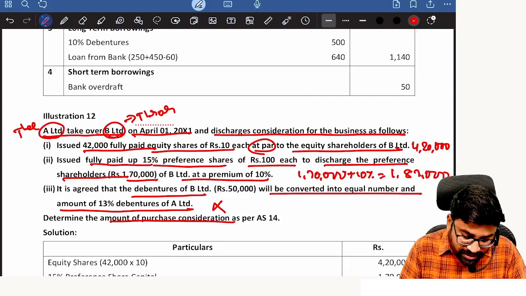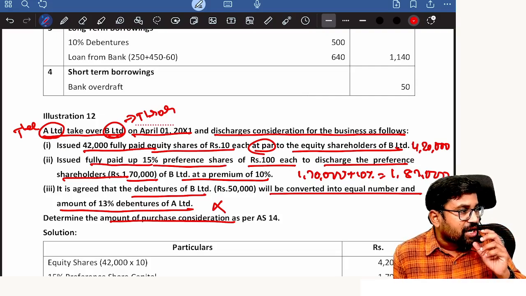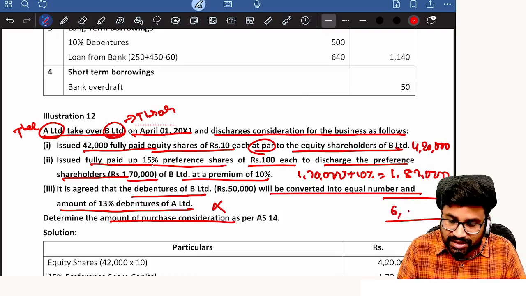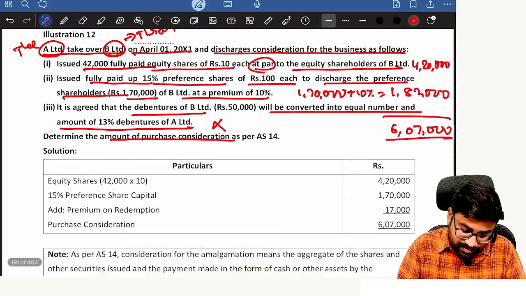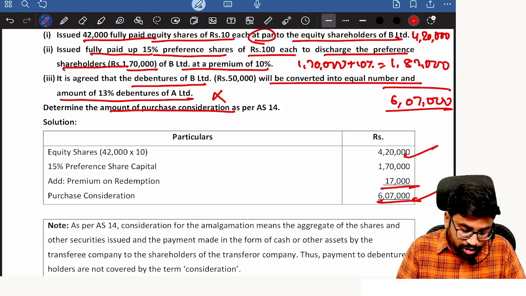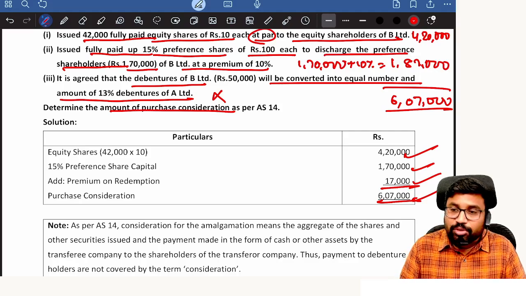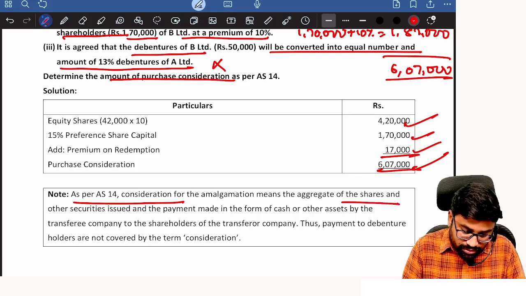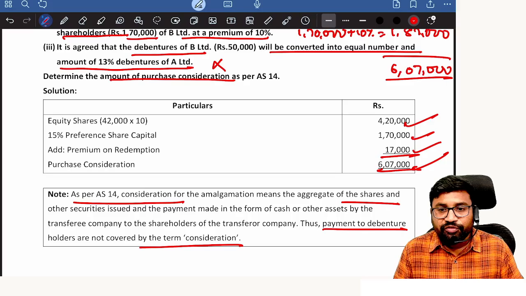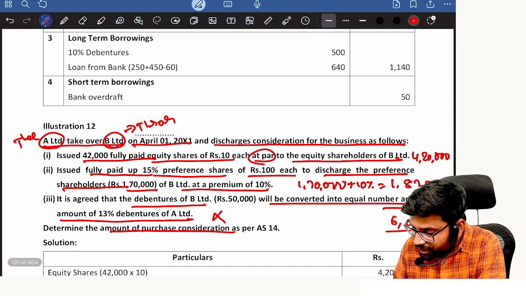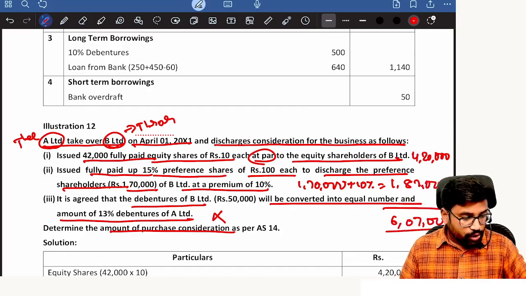So this point is talking about payment to debenture holders. Will it be part of PC? Only the amount paid to shareholders is part of PC. So therefore add these two things: 4,20,000 plus 1,87,000, 6,07,000. This is PC, 6,07,000. Equity shareholders directly 4,20,000. Preference shareholders, preference share capital plus premium also we need to add. And as per Accounting Standard 14, we should not include payment made to debenture holders as a part of PC. That's it. This is illustration 12, sir. So we completed illustration 12.